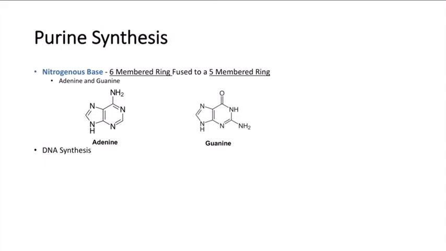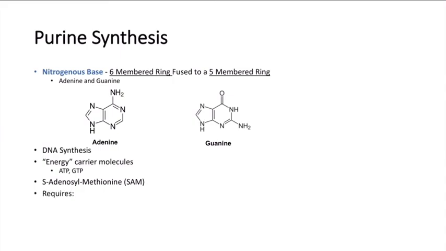So what are purines used for? Well, purines are used for DNA synthesis. They are also used as energy carrier molecules such as ATP and GTP, as we all know. They are also used for something very important known as S-adenosyl methionine, or SAM, which is used in some of the biosynthetic pathways for certain hormones.